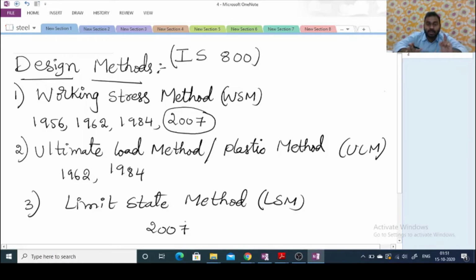Is that clear? So for that, the knowledge of the working stress method and ultimate load method is required, besides the limit state method. Of course, the limit state method is the advanced and the recent one, no doubt. So proper knowledge of the limit state method is well required for the design of steel structures, but the knowledge of the working stress method and plastic method is also well required. So one reason we have just discussed.